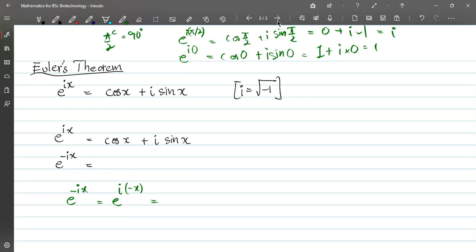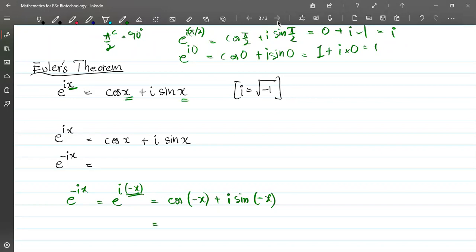So we want to find out what is e to the power of minus ix, but minus ix can be written as i times minus x, just ordinary multiplication and signs. So if you compare this and this, in place of x there is minus x. So here also in place of x we'll have to write minus x. So this becomes cos of minus x plus i sin of minus x.